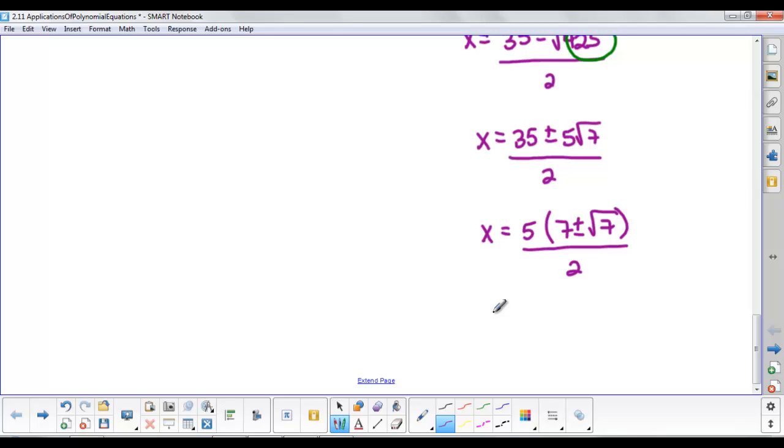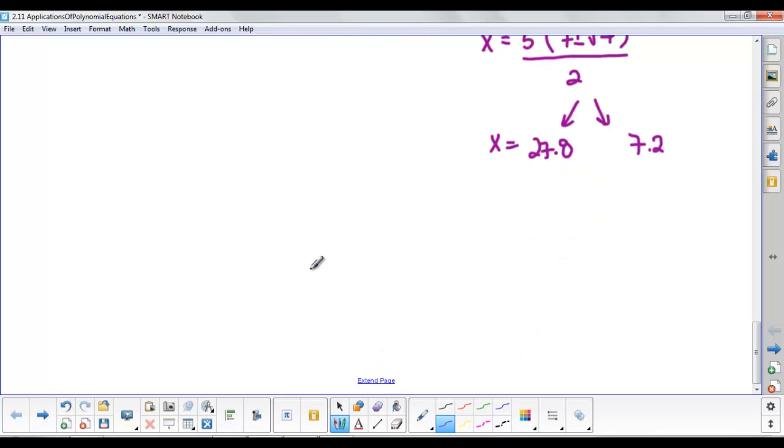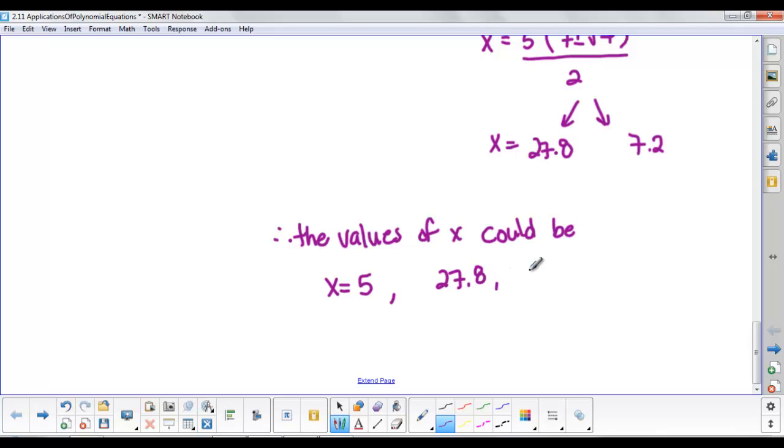Even though we are fully simplified here, because we're dealing with some sort of measurement, we're trying to find the length of x, I'm actually going to go one more step and state the decimals. So if we were to calculate this, 5 times 7 plus root 7 all over 2, you should get 27.8. And if you calculated it again with the minus sign, you should get 7.2. So we do end up with a few possible values for x. It could be 5, it could be 27.8, or it could be 7.2.